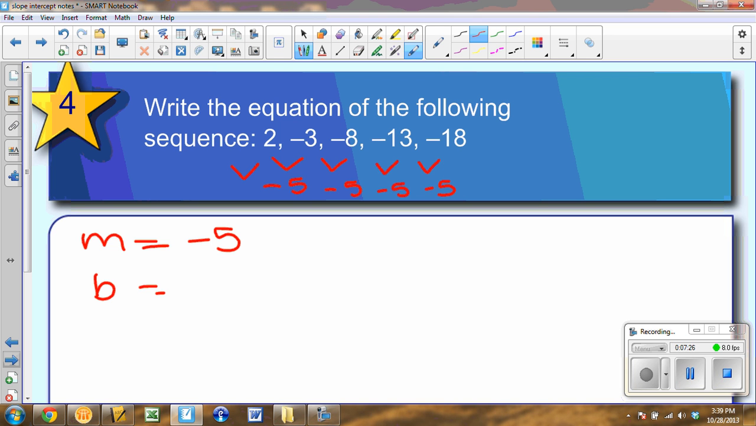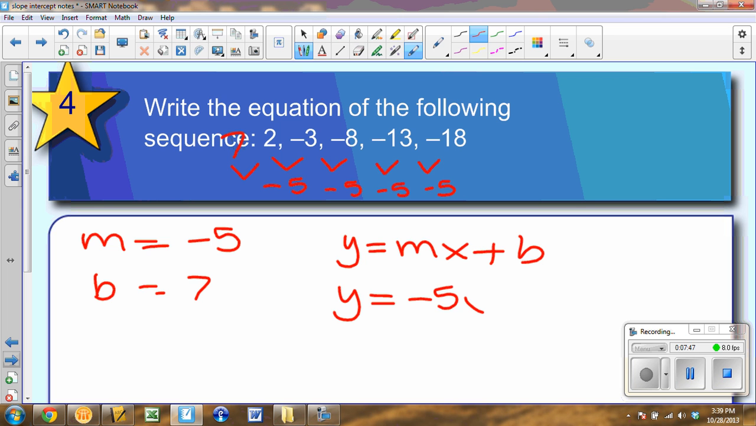So this actually is a +5, which is 7. So if I start at 7 and I go down 5, I end up at 2, and then down 5. So slope is -5, and the intercept is +7. So y equals mx plus b. Again, m is -5, so I put -5 there for the m. And b is a +7, and that is my equation.